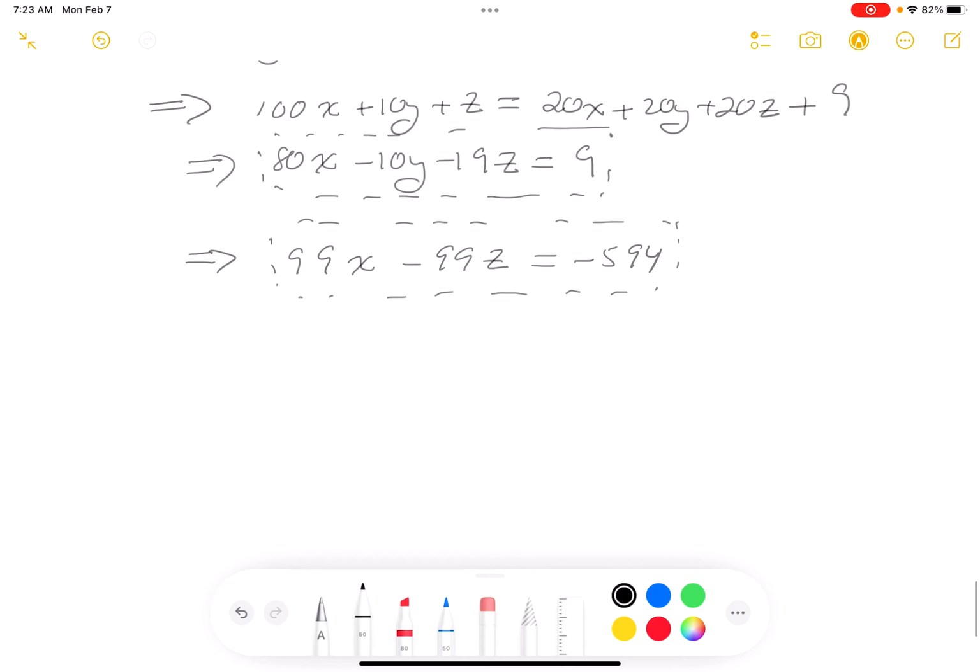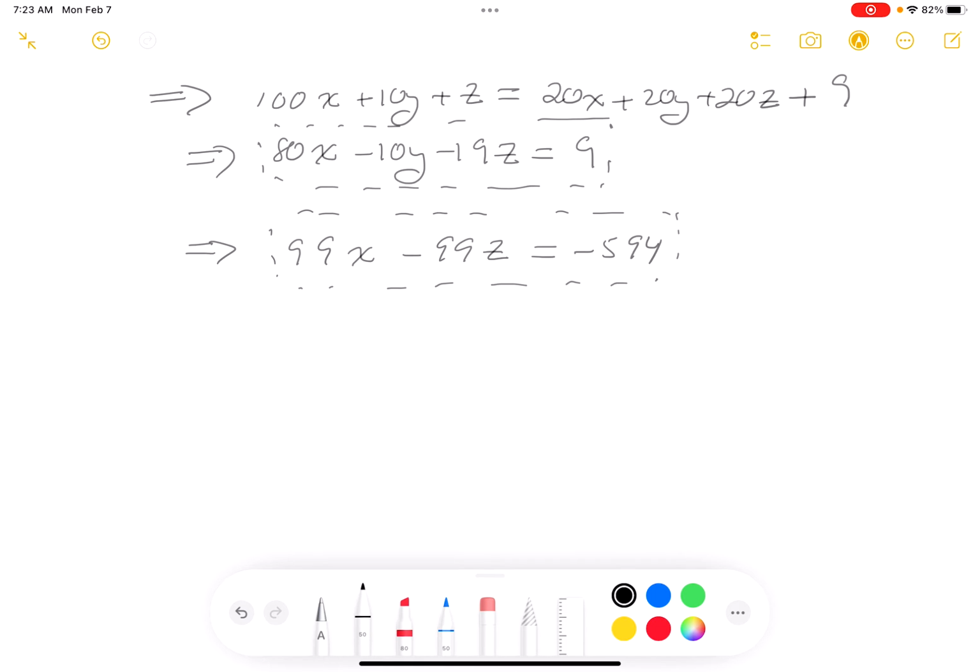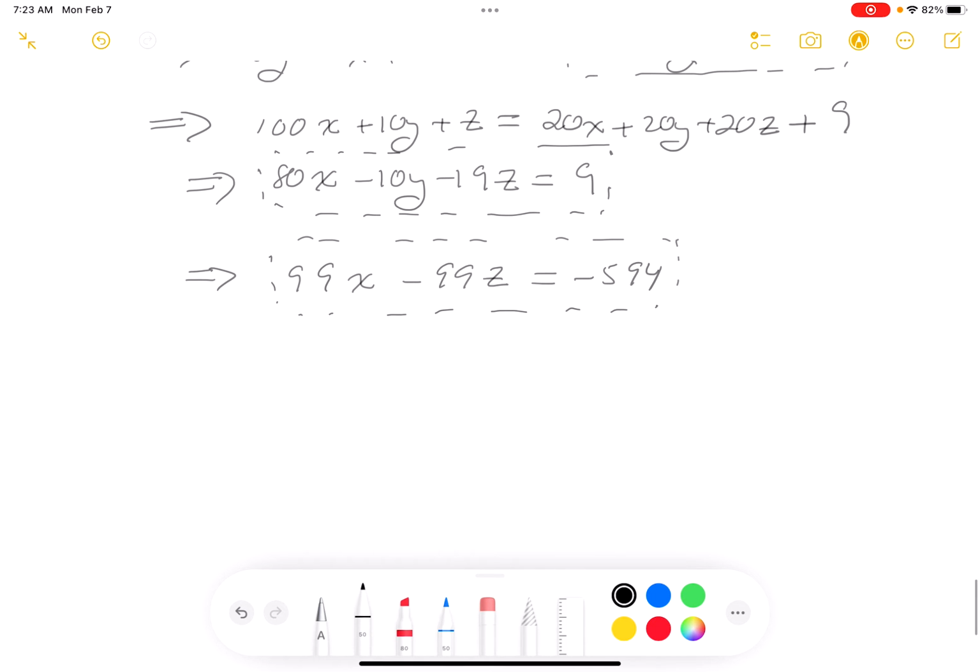Now, I want to encourage you to look for more simplifications. And what I noticed about this over here is that both sides are divisible by 9. So I'm going to say this simplifies further to 11x minus 11z. And I'm going to show you that 9 goes into 594.